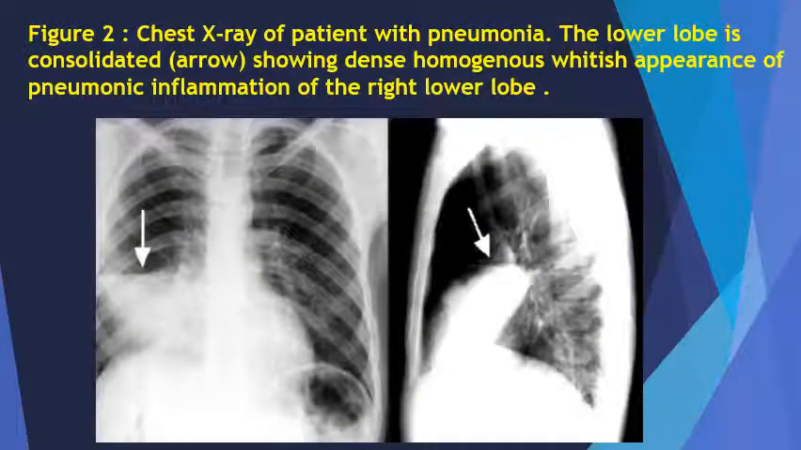Here we can see the chest X-ray of a patient with pneumonia. The lower lobe consolidation. This is the right side of the lung, and this is the left side. There is a dense homogeneous white appearance due to the inflammation of the right lower lobe. This is also the lateral view, and this is the AP view of the chest X-ray. This is the homogeneous white appearance of the consolidation.